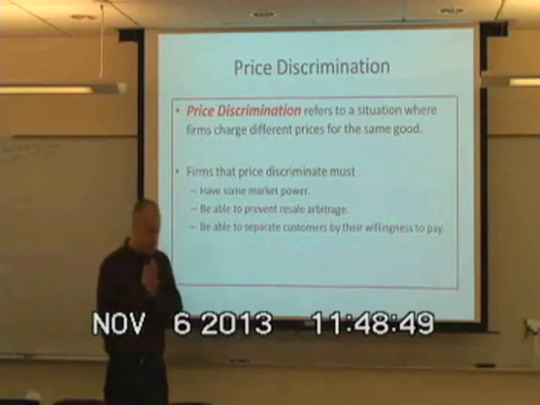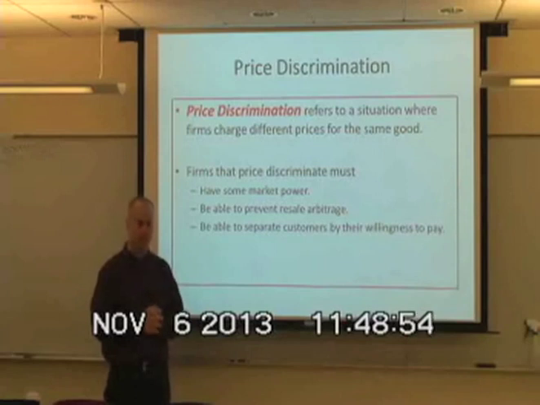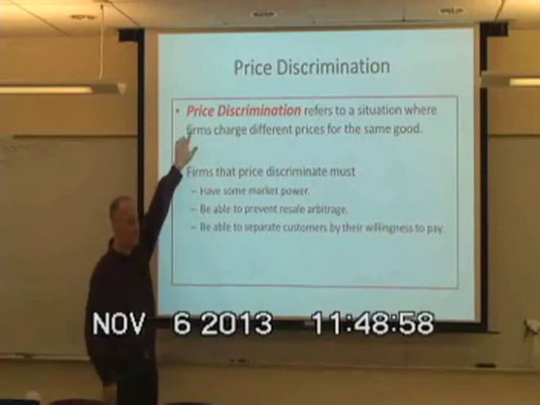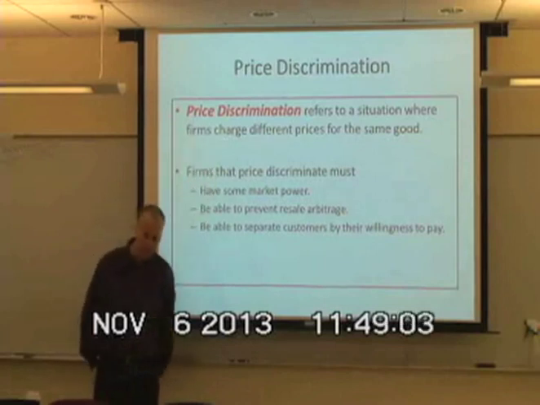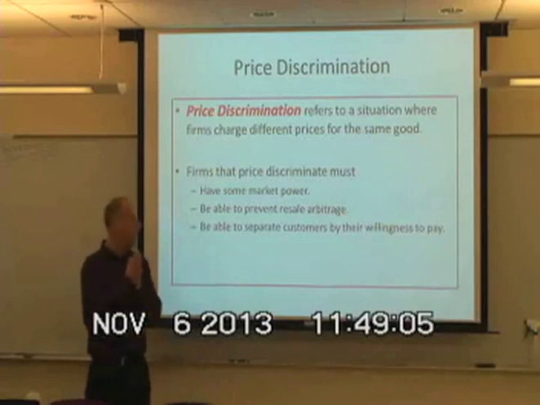So far we've discussed a situation where firms charge one price, where the monopolist charges one price to all of its customers. But what if firms could charge different prices to different customers? You see lots of examples of this in the real world, and we'll talk about some of them here.